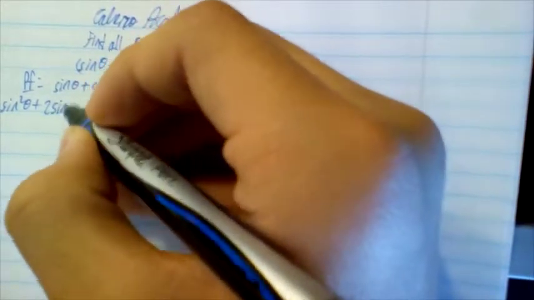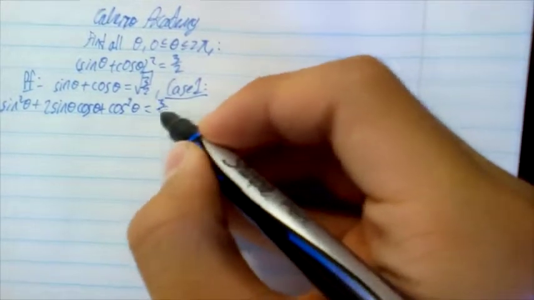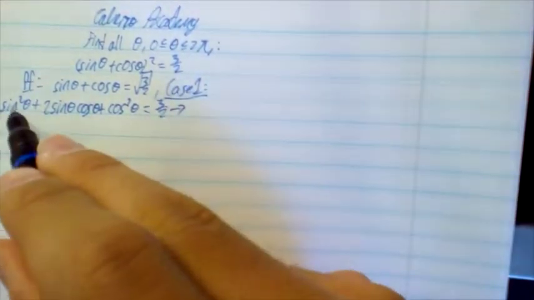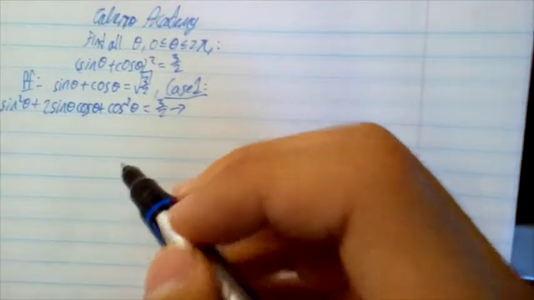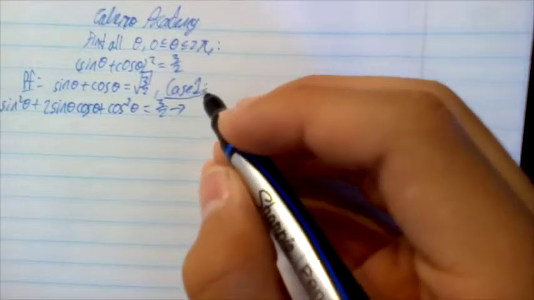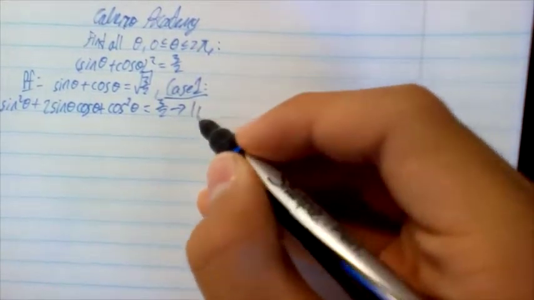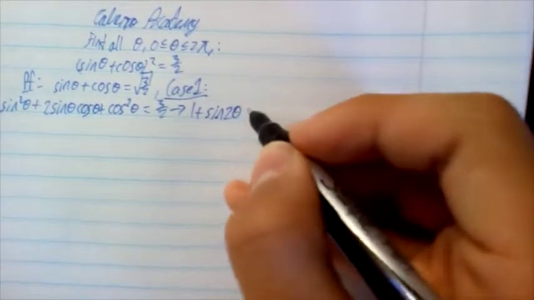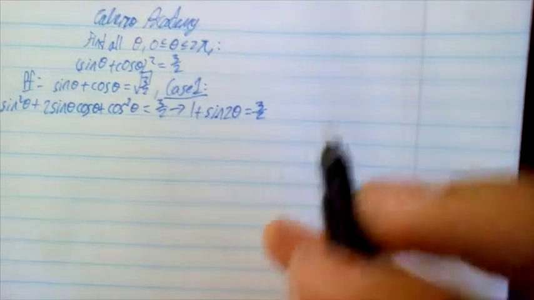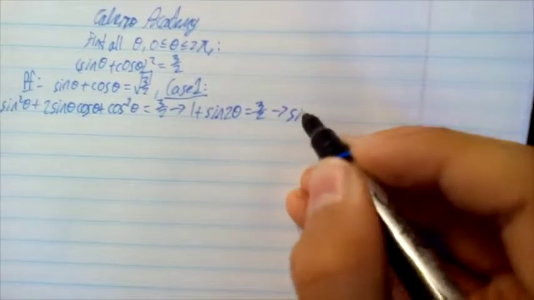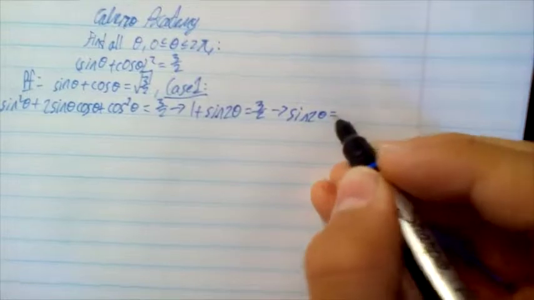In this case, expanding this equation, we have sine squared theta plus 2 sine theta times cos theta plus cos squared theta is equal to 3 on 2. However, 1 is equal to sine squared theta plus cos squared theta, and sine of 2 theta is equal to 2 sine theta times cos theta. So we can rewrite as 1 plus sine of 2 theta is equal to 3 on 2, and therefore sine of 2 theta is equal to 1/2.